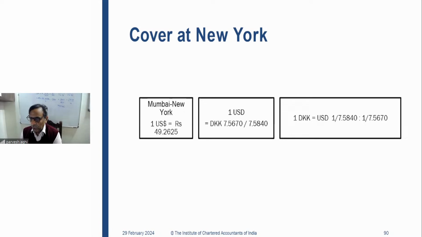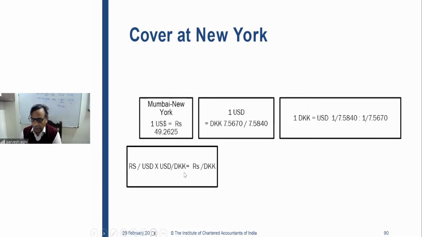So we should have the quote in terms of DKK. So that's why in the third box we have converted into 1 DKK will be these many. So we use the same formula, and we will have rupee upon USD, and into USD upon DKK. USD is cancelled, so rupee upon DKK will remain. So this will be nothing but 1 DKK is equal to how many rupees?